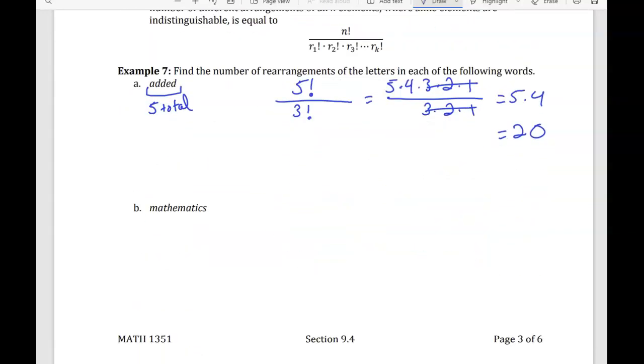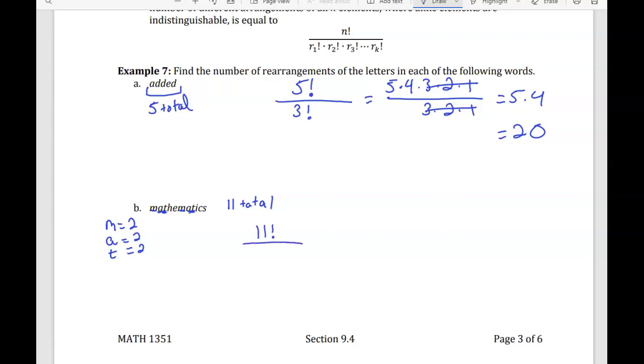Let's look at the word mathematics. Okay? There are a total of 11 letters. Now, the letter M is going to repeat twice. The letter A also repeats twice. The letter T is going to repeat twice. So I have 3 letters that are repeating twice out of my total 11.